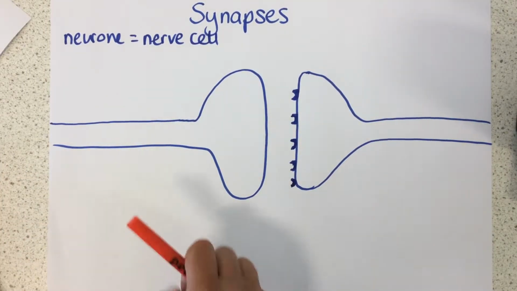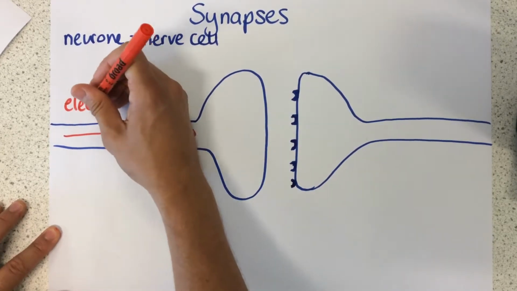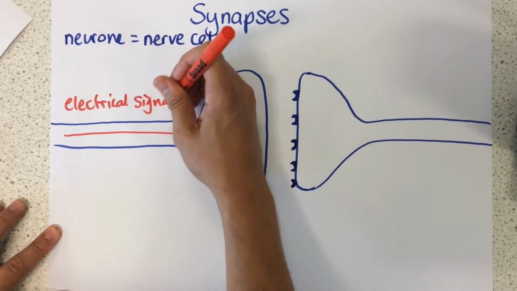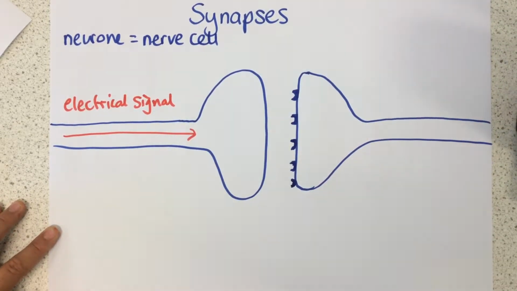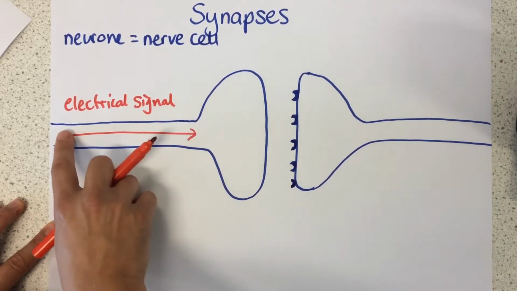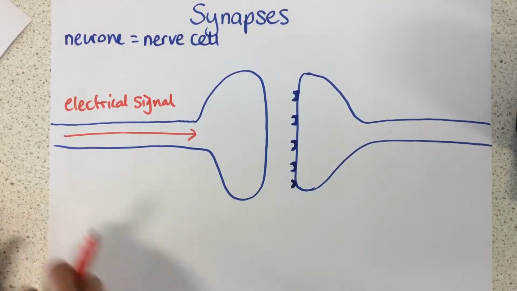So, how do they work? Because the whole idea is we have an electrical signal which travels down the first neuron, and what we're trying to do is to get an electrical signal to travel down the second neuron. So, electrical signals are the reason why neuronal signals or neuronal impulses are so fast.